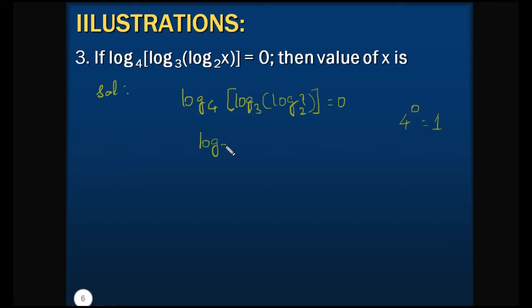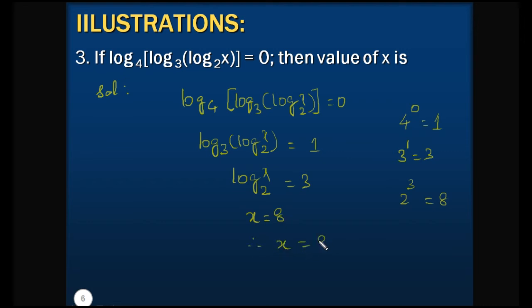So log 3 logarithm of x to the base 2 is equals to 1. Again we can raise 3 to the power 1. 3 to the power of 1 is 3. So let us substitute that. So logarithm of x to the base 2 is equals to 3. Next is x is equals to, we can raise 2 to the power 3. That is 2 cube. Its value is 8. Therefore, x value is 8.